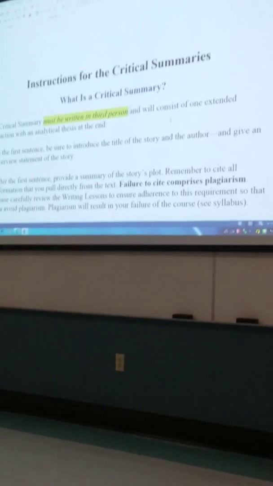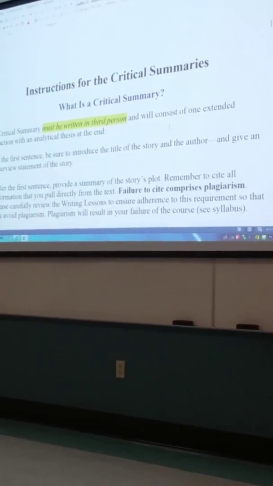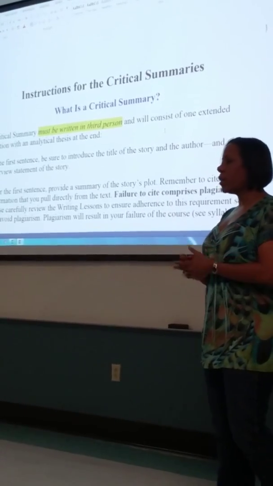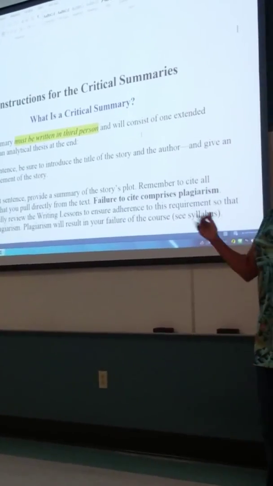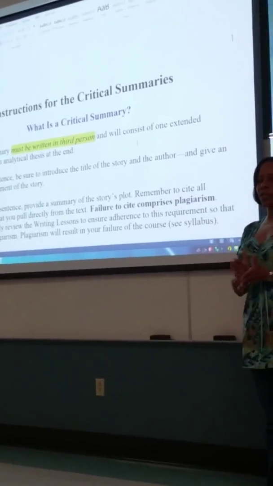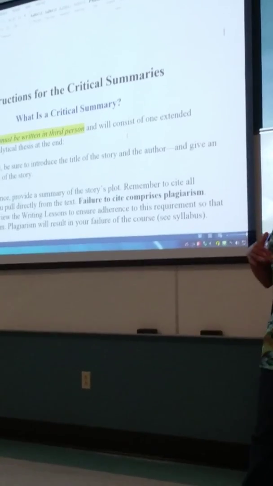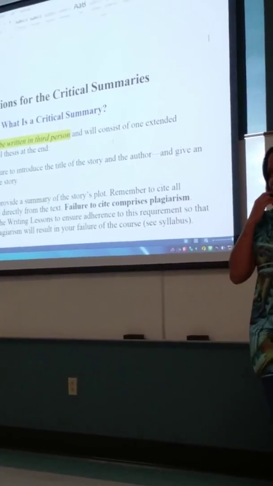Must be written in third person. That means you're not saying I, me, we, us, our. You're certainly not saying you or yours. You're using the academic, formal, third person voice. There's a time to use the academic we, the academic first person, but not now. This is not the time.